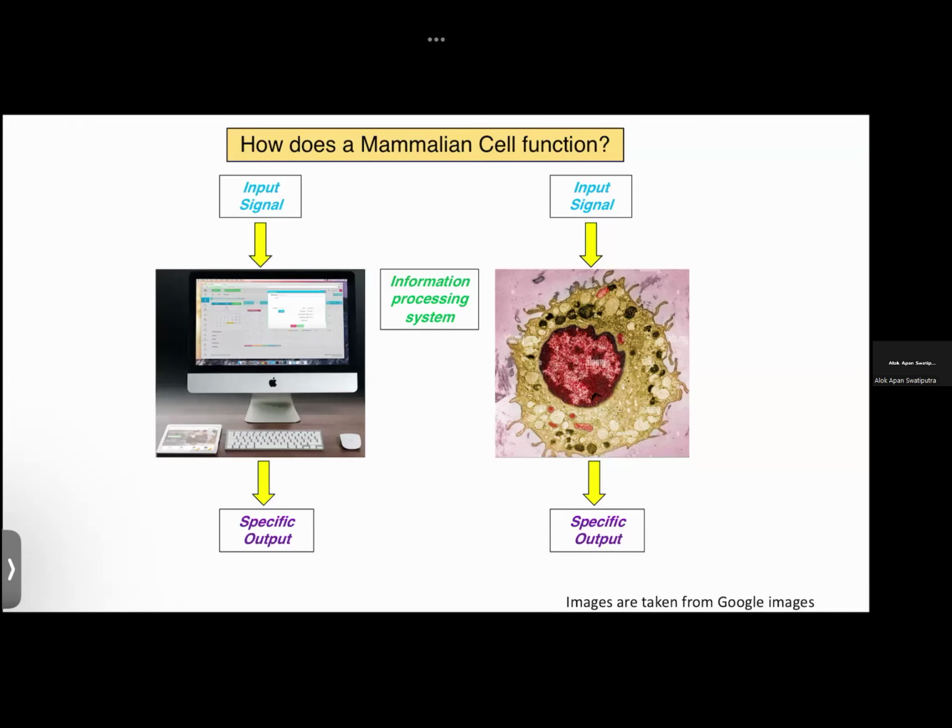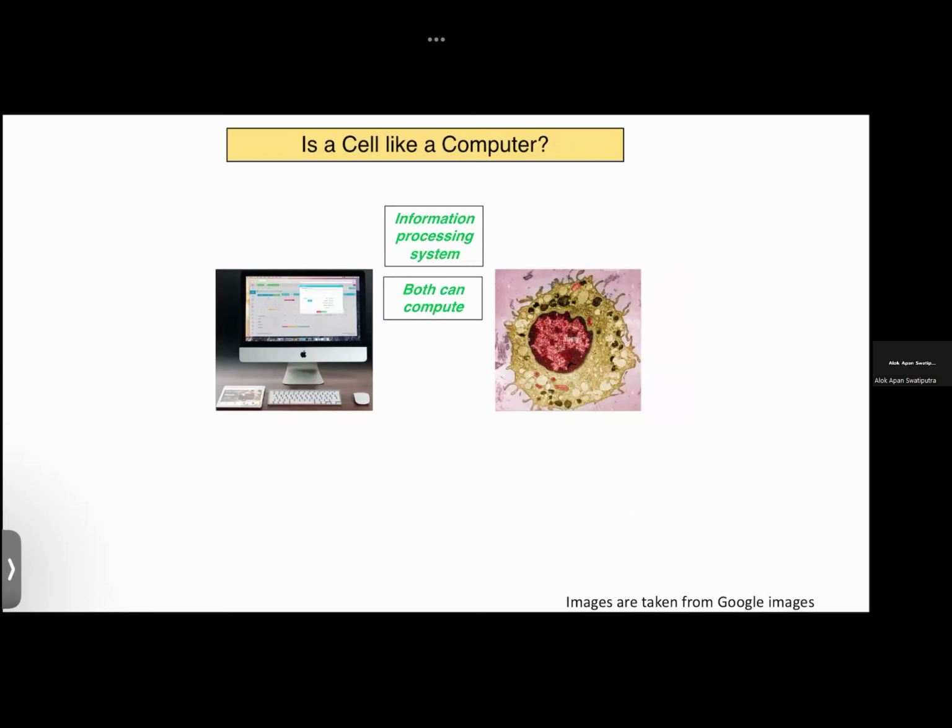This is exactly what a computer does, right? You put in a particular input or signal, either through your mouse or your keyboard or whatever prompt you put in. It processes using the processor and in some cases the GPU, and you get a specific output. So does the cell compute exactly like a computer? Or if there are some differences, what are the differences? Particularly, both are information processing systems, so you can compute using them.